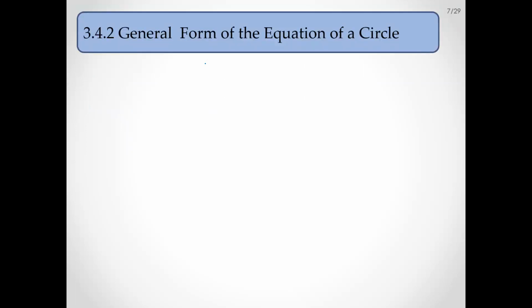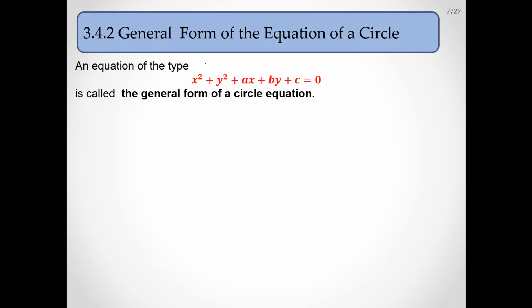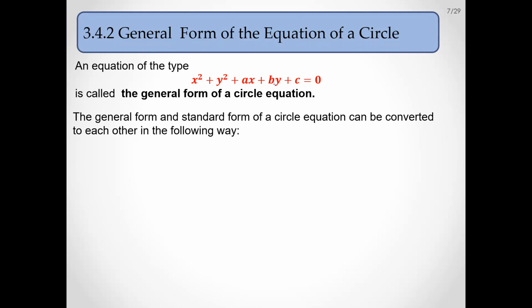What about the general form of the equation of a circle? This is a general form of the equation of a circle. So x is squared, we have a term y squared, a term with x, a term with y, and a constant term. So we have 5 terms maximum. This is called the general form of the equation of the circle. Okay, and of course, we can write the standard form in general form and vice versa.